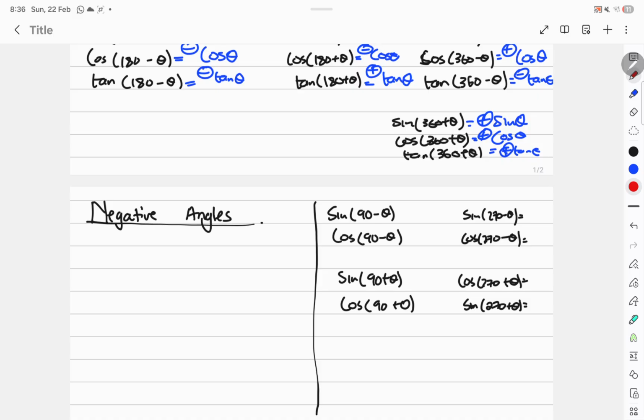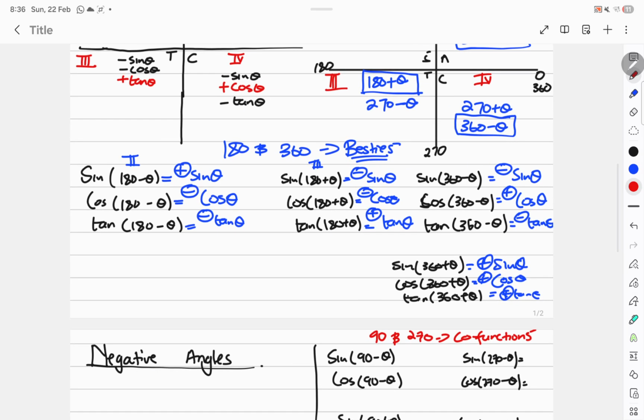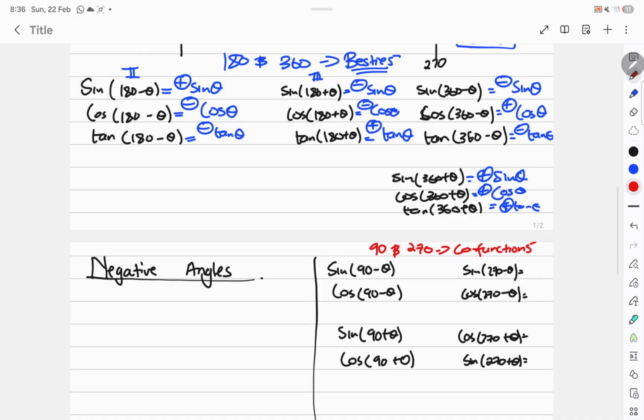Now let's talk about 90 and 270. We call them our cofunctions. Remember 180 and 360, those are our besties. But these ones, they are just cofunctions. Really nothing important. Nothing really to be interested in. So we try by all means to avoid them, but sometimes we just have to use them, tolerate them. We don't have a choice.